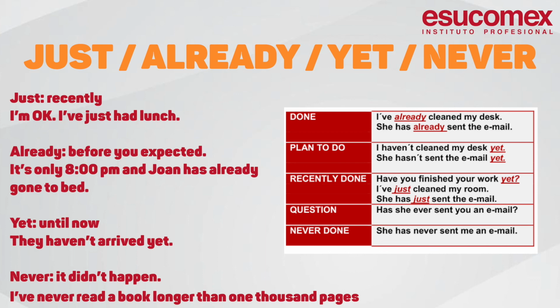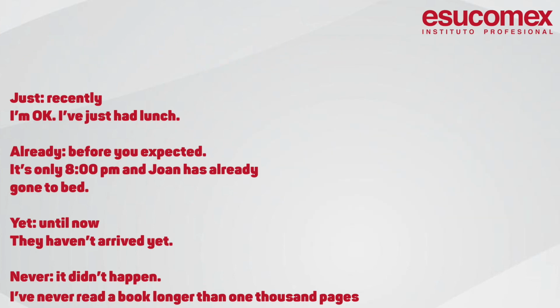Yet means until now, where the sentence "They haven't arrived yet" means that until now the people are not here. Never means that the action didn't happen, as in "I've never read a book longer than 1,000 pages," which means that reading a book longer than 1,000 pages didn't happen.